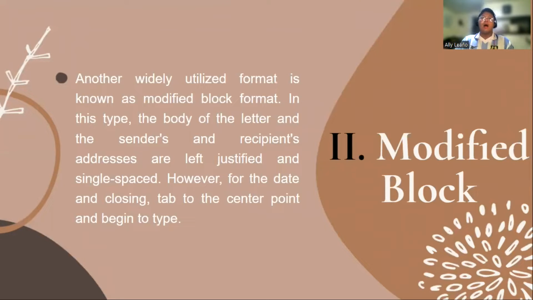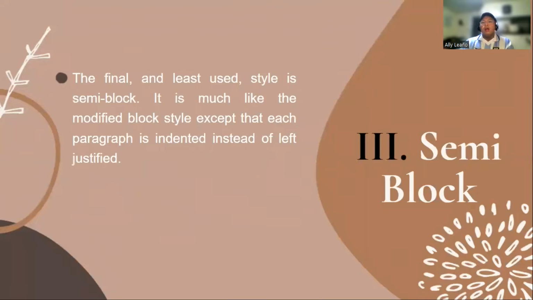Second is the modified block. Another widely utilized format is known as modified block format. In this type, the body of your letter and the writer's and recipient's addresses are left justified and single spaced. However, for the date and closing, tab to the center point and begin to type. Number three, semi-block. The final and the least used style is semi-block. It is much like the modified block style except that each paragraph is indented instead of left justified.